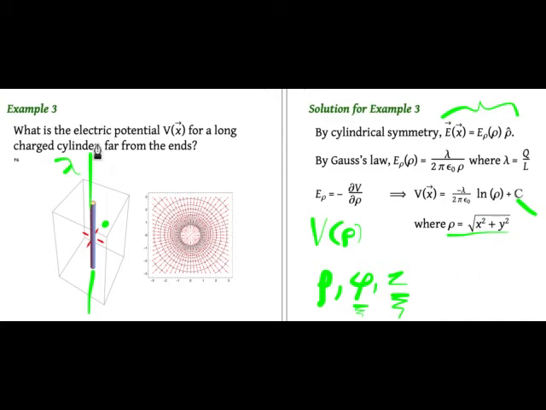All right, so this is another case where we're really using the fact that E vector is minus the gradient of V scalar. And we figured out what is the function whose gradient gives me lambda over 2 pi epsilon 0 rho. But I used Gauss's law to figure out E.